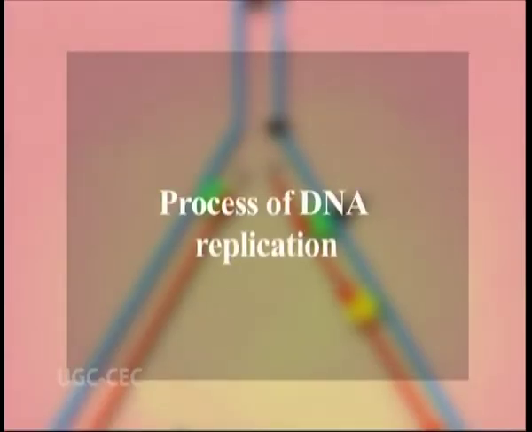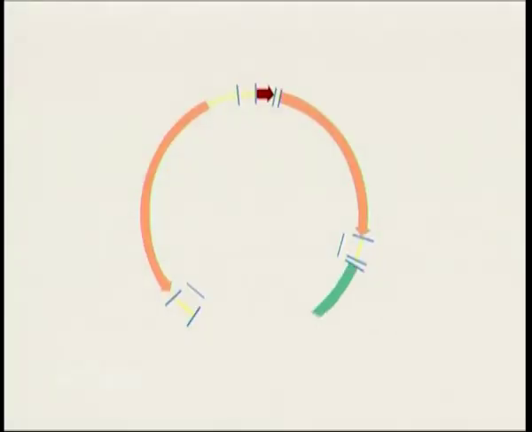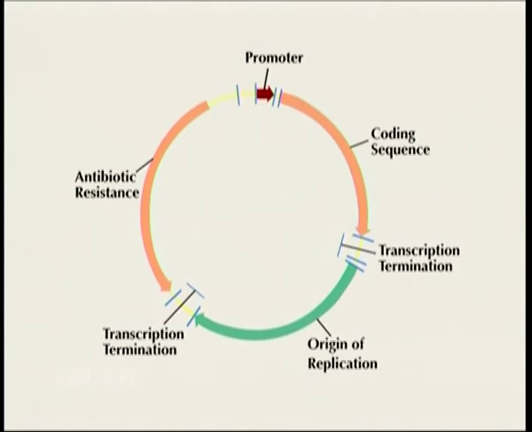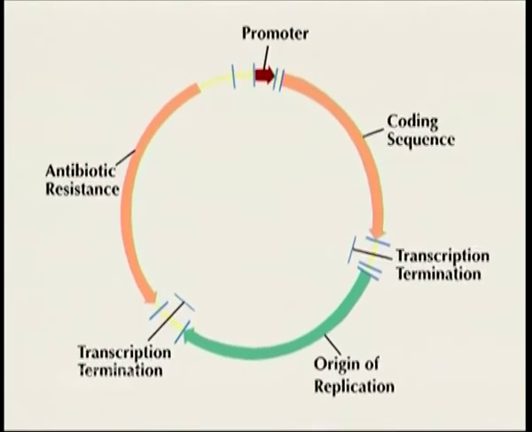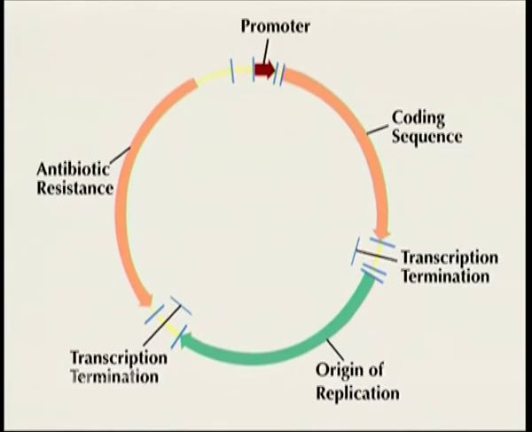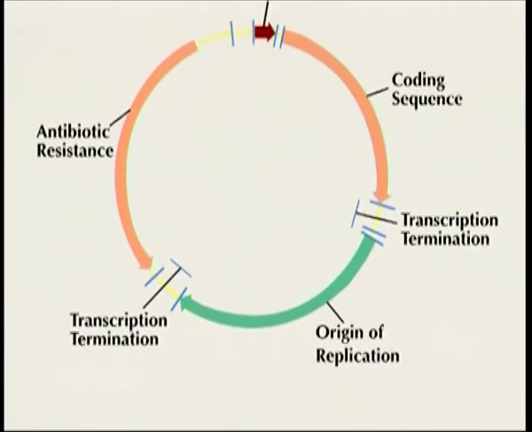Now, we will discuss the process of DNA replication. The synthesis of DNA starts at a defined locus in the genome, which is known as the origin of replication. There are no known conserved sequences to define the origin of replication. Prokaryotes have only one origin of replication, unlike eukaryotes, which have multiple origins of replication.